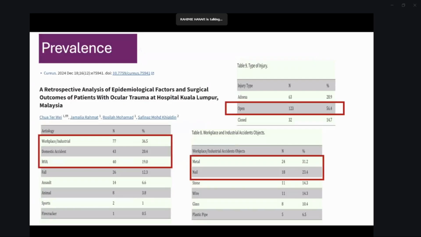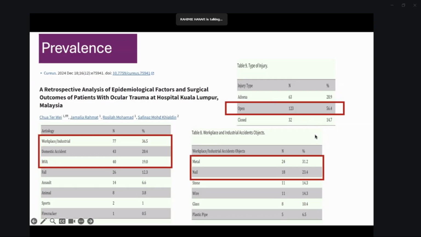Okay, a bit on the prevalence. This is from quite recent data, from a publication in 2024 about ocular trauma at Hospital Kuala Lumpur. We can see that the main areas having this ocular trauma are the workplace, domestic accidents, and also motor vehicle accidents. And most of the cases, 56.4%, are actually an open type of injury.